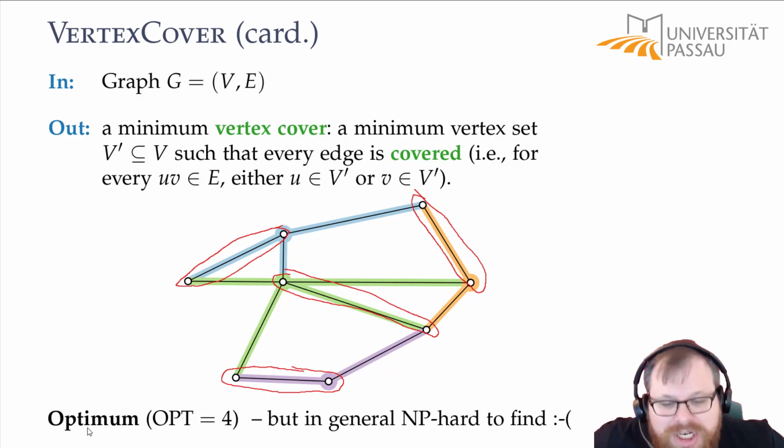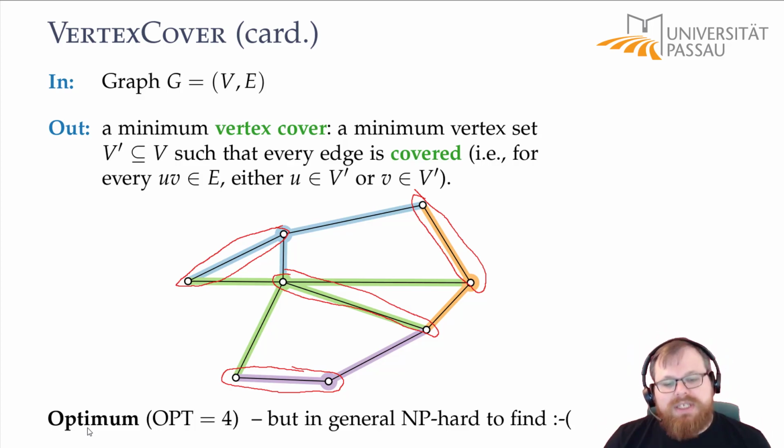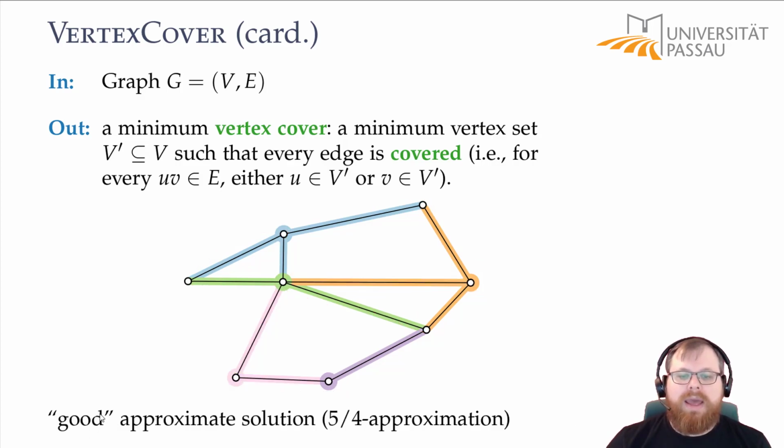The problem is, in general, it's NP-hard to find the optimal solution here, so we have to go and find an approximation algorithm. And the approximation algorithm might not find the solution with 4 vertices, but maybe it finds one with 5. And this is the basic idea behind approximations. The optimal solution has 4 vertices, and we have an algorithm that finds one with 5. So that gives us a 5/4 approximation for the optimal solution.